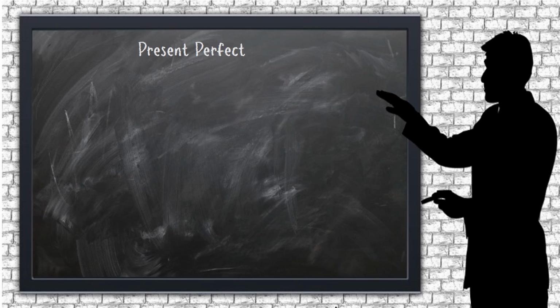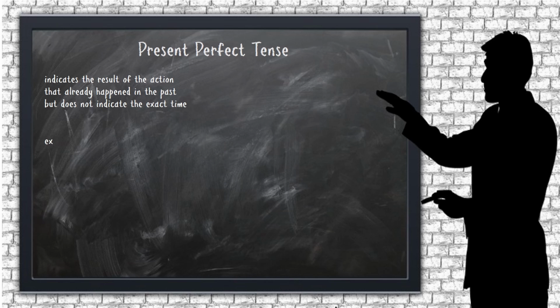Present perfect tense indicates the result of the action that already happened in the past, but does not indicate the exact time. Example: I have left some food in the fridge. He has successfully completed the task. We have worked hard to achieve this. They have gone. This tense is formed with the present tense of the verb to have and the past participle of the main verb of the sentence.